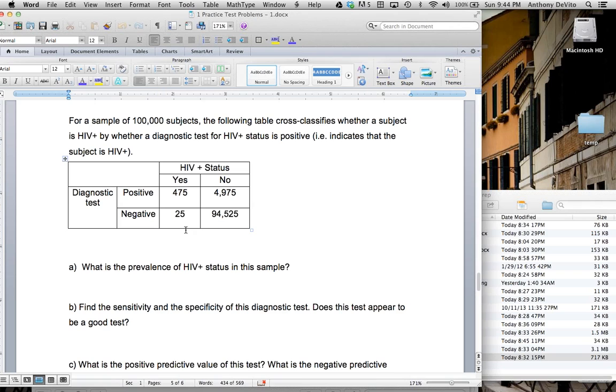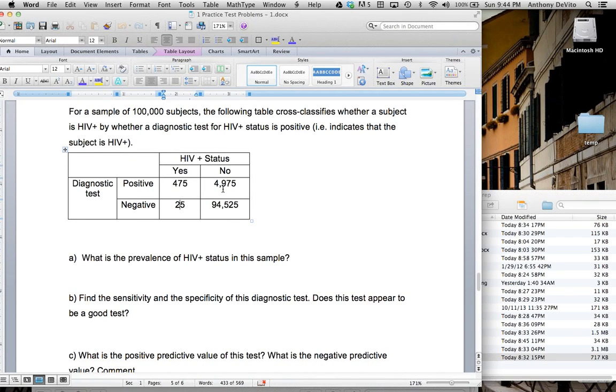On the other hand, 25 people out of the 500 who had HIV were diagnosed as negative. So these are false negatives. They tested negative, but they do have the disease. They're in this column, they do have the disease. On the other hand, the number of people that don't have the disease is 100,000 less 500. That's the number of people here.